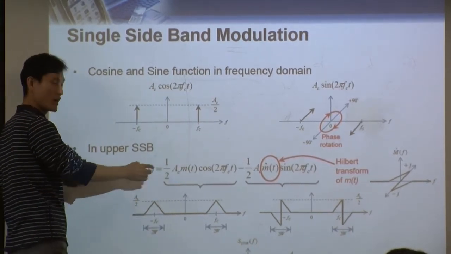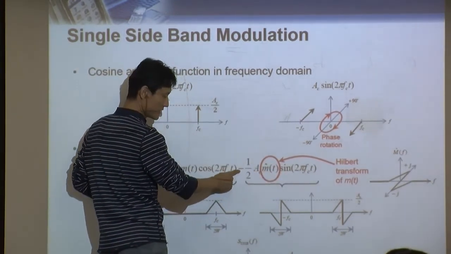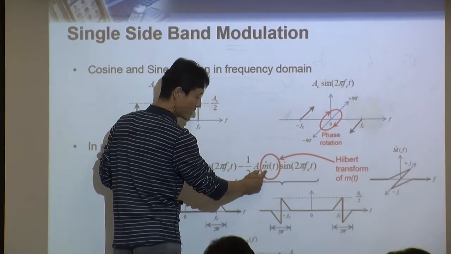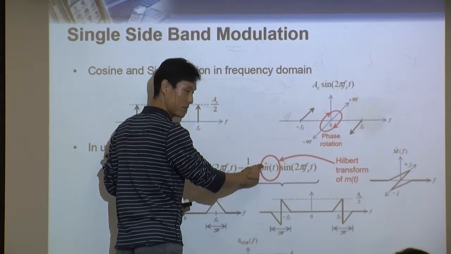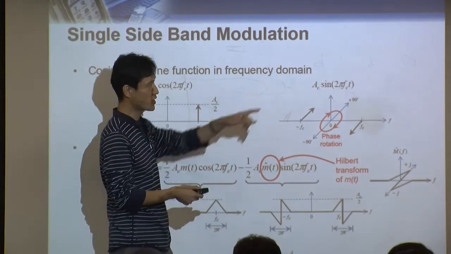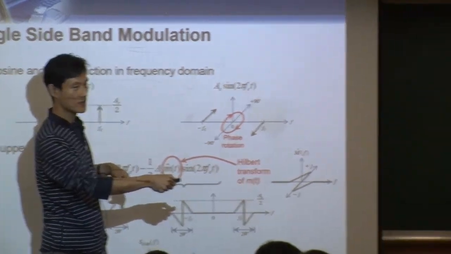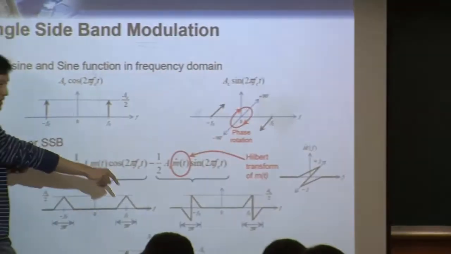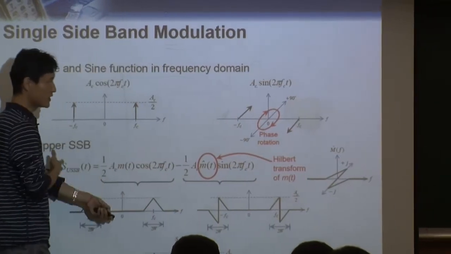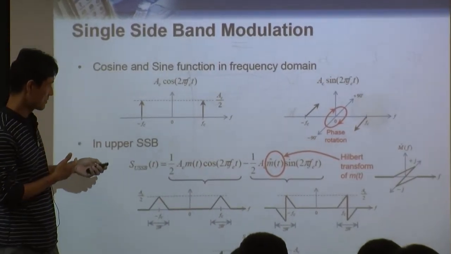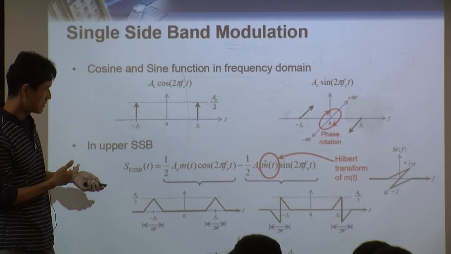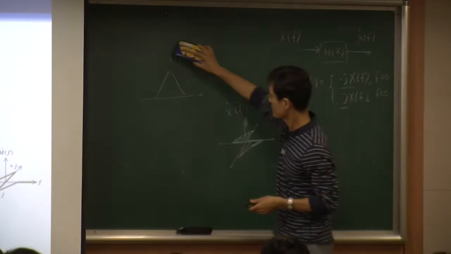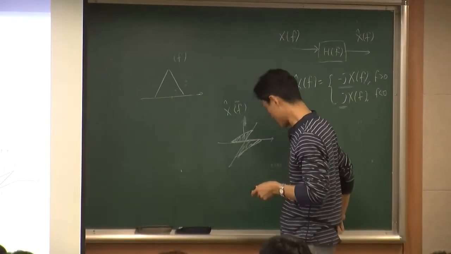In the upper sideband we have one more term, minus half of A, this is the sine carrier, times m hat t. And m hat t was the Hilbert transform output of m(t). Okay, our m(t) was here. Put it into the Hilbert transform, then we get m hat t. So now, what was our m(t)? Going back here, our original m(t). Let's say this is our original m(t). Just an example, right? That's what we are discussing here.